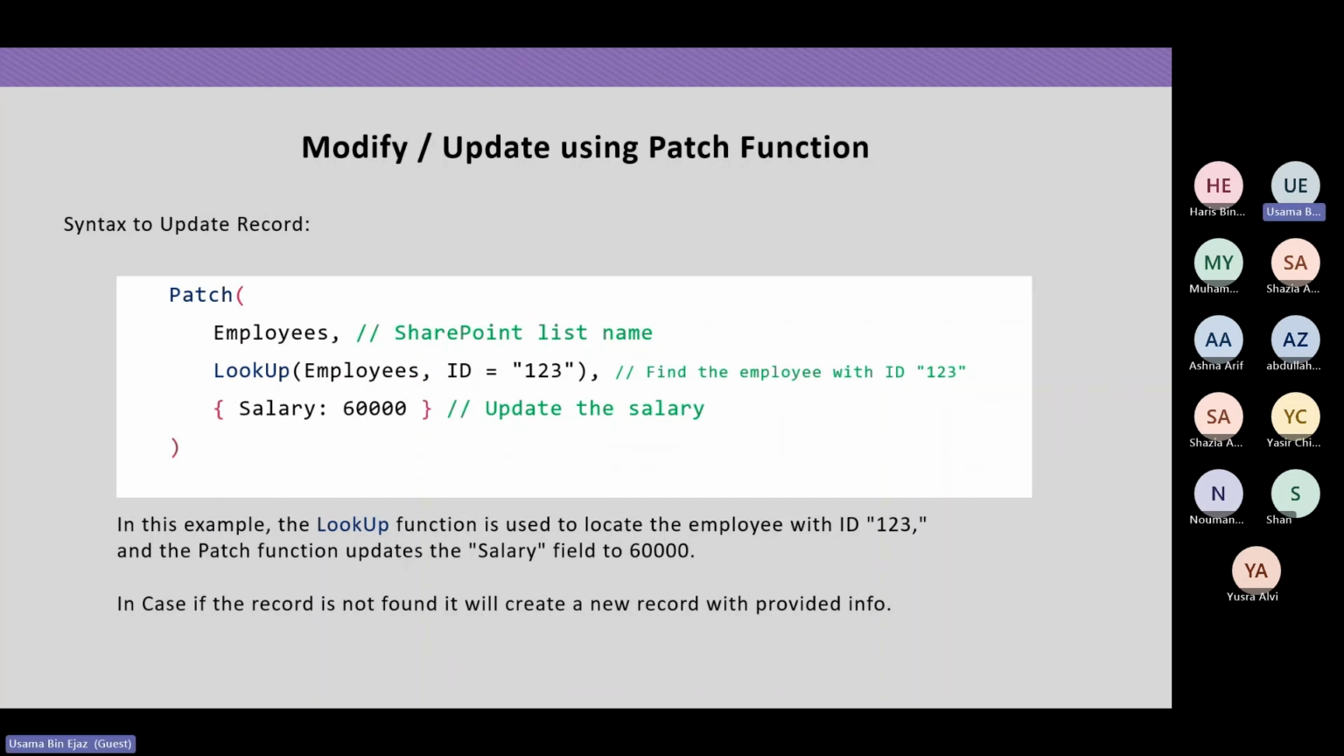And suppose this record does not exist in the Employees table with ID 123, then what will happen? Then it will create a new record. That means if the record given in the second parameter is not present, it will create that record with the given information.